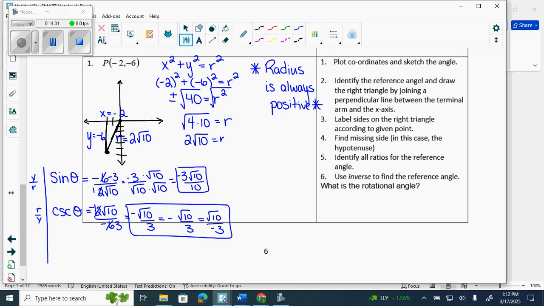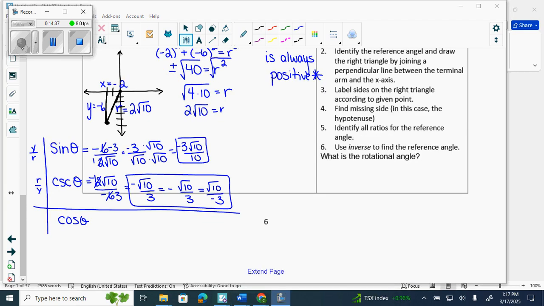Okay, I want you guys to try the other 4: cos and secant, cotan, and tan, using the trig ratios above. Cos theta is cook extra rice. So we are going to get negative 2 over 2 root 10. The 2's cancel, and we get negative 1 over root 10. And then rationalize. So it equals negative root 10 over 10.